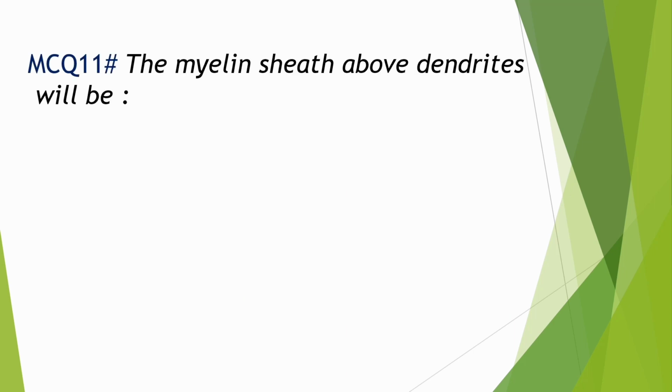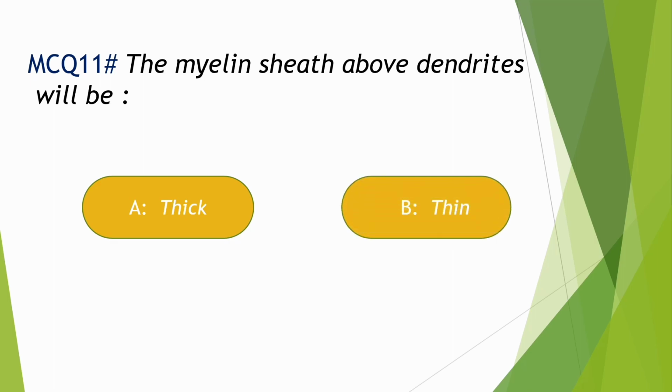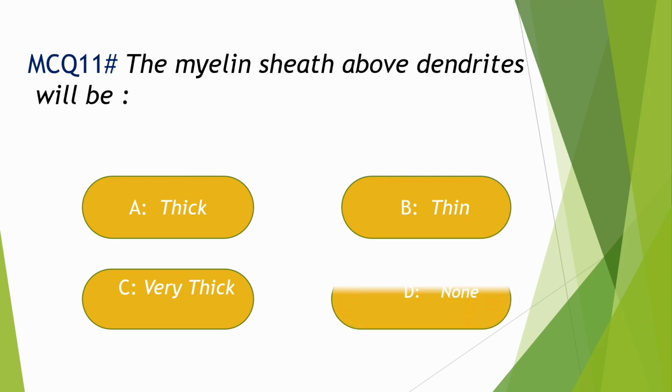The myelin sheath above dendrites will be option A. Thick, B. Thin, C. Very thick, D. None. Correct option is D. None.